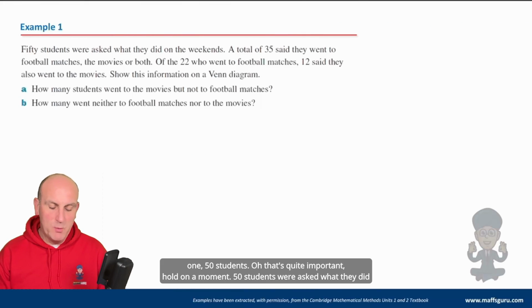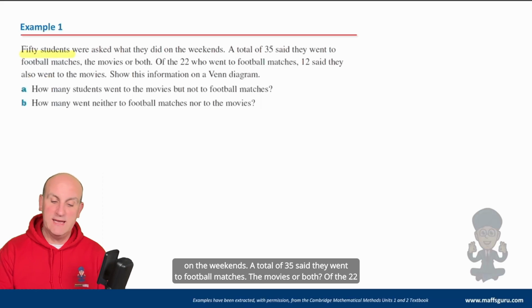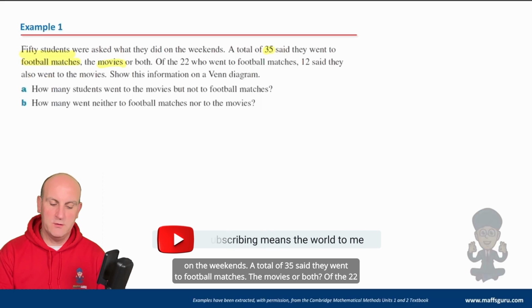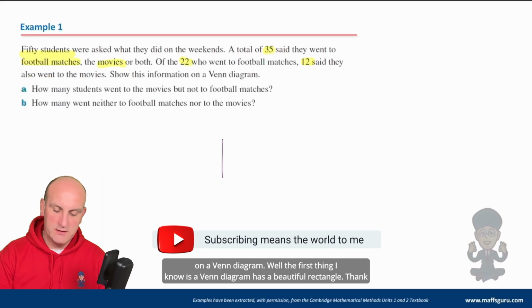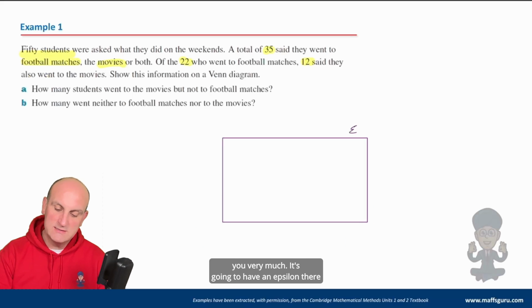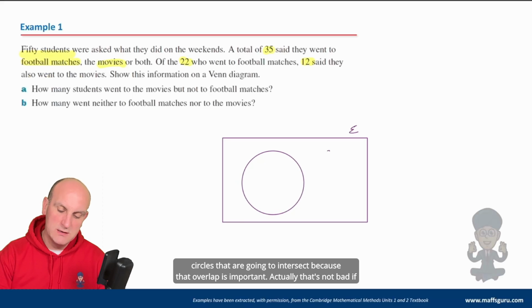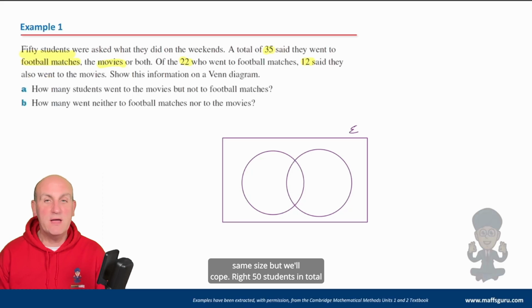So looking at question number 1: 50 students were asked what they did on the weekends. A total of 35 said they went to football matches, the movies, or both. Of the 22 who went to football matches, 12 said they also went to the movies. Show the information on a Venn diagram. Well, the first thing I know is a Venn diagram has a rectangle. It's going to have an epsilon there. And now I'm going to try and draw 2 reasonably large circles that are going to intersect, because that overlap is important. The circles aren't the same size, but we'll cope.